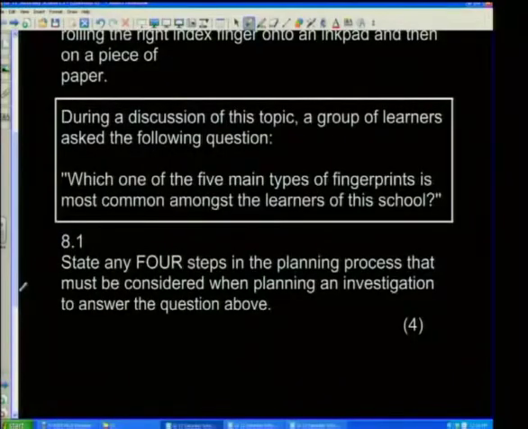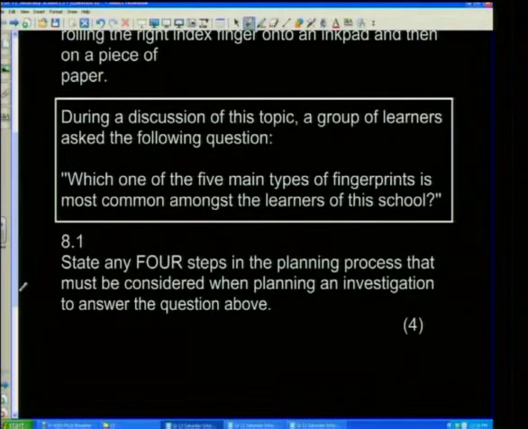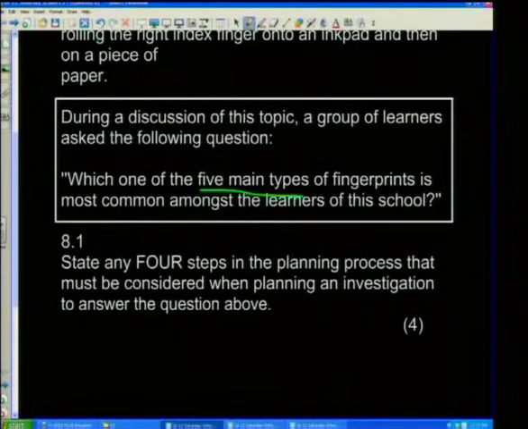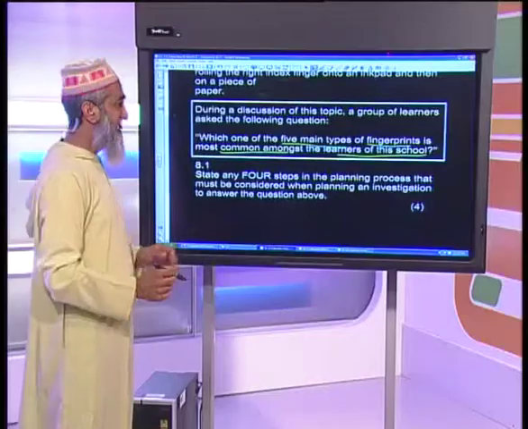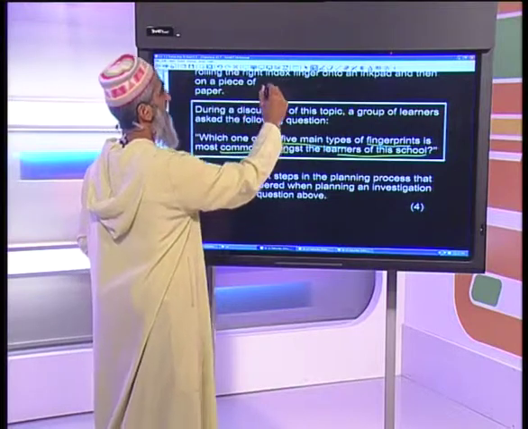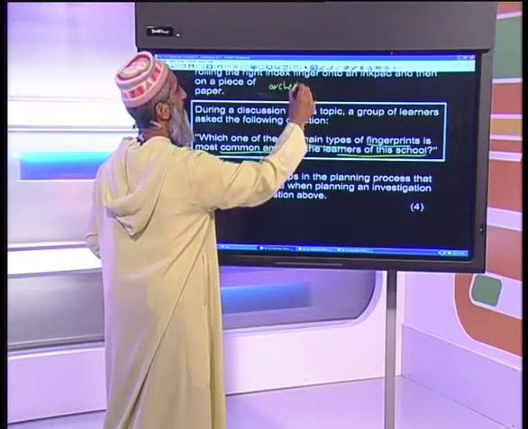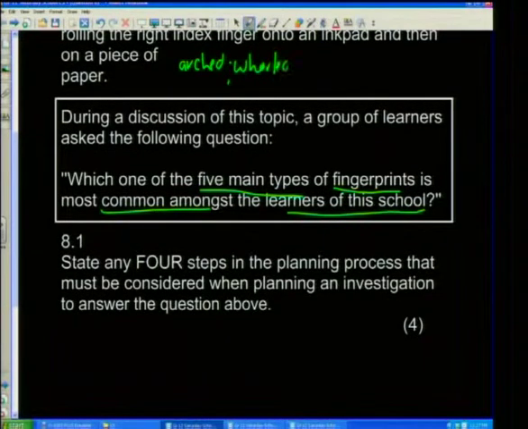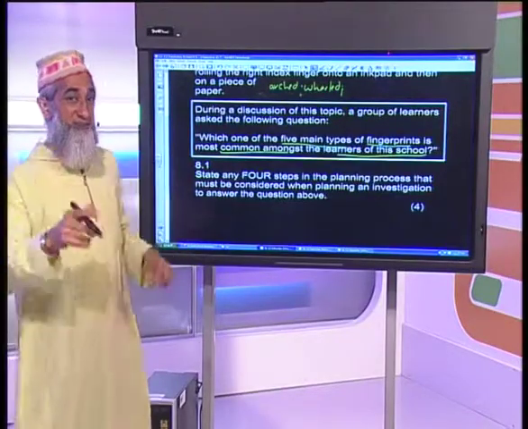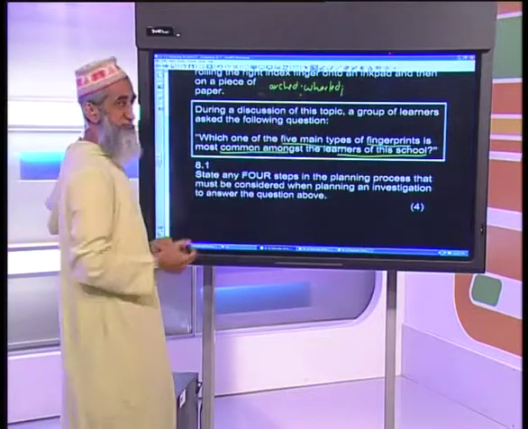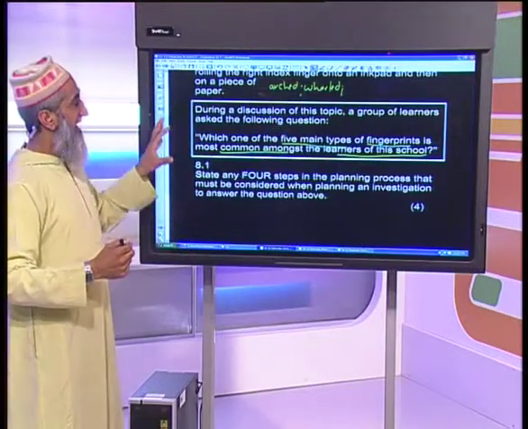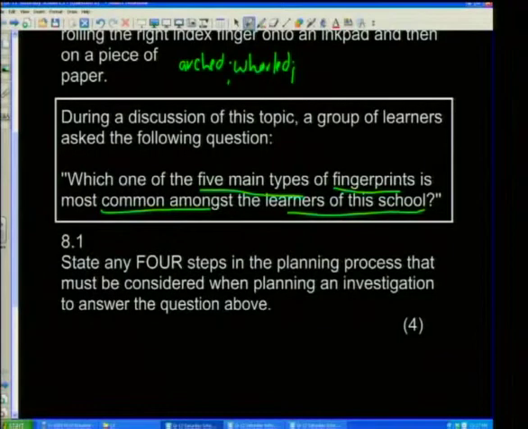During a discussion of this topic, a group of learners asked the following question. Which one of the 3 main types of fingerprints is most common amongst the learners of this school? The 3 main groups of fingerprints, by the way, are either arced, whorled, and the last one I forget at this moment. I'll get back to you on that one. For some reason it's not coming to me. But these are the types of fingerprints that we have. And what they're saying is they want to know which one is most common.